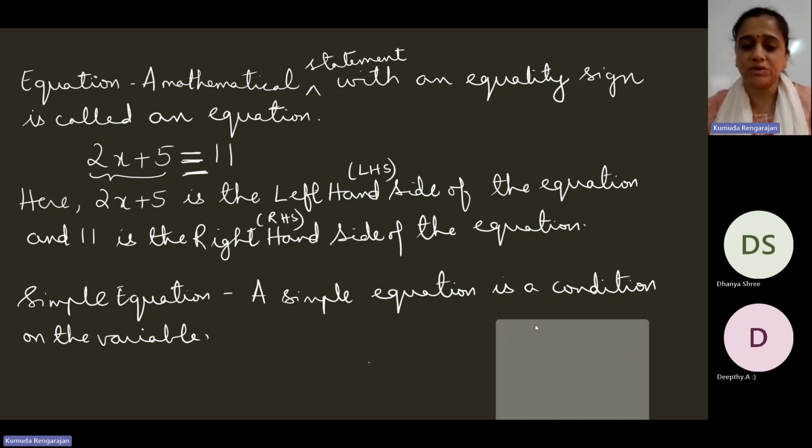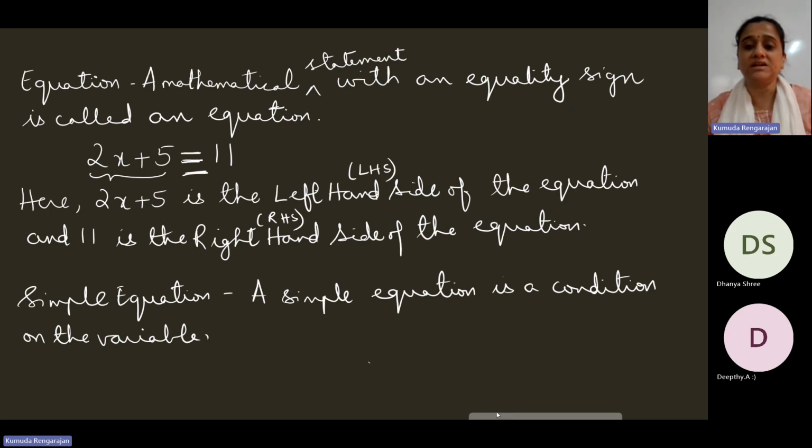Now, what is a simple equation? A simple equation is a condition on the variable. Here in this example, 2 times x plus 5, that is, 5 added to 2 times x should be 11. So it's a condition on the variable. A simple equation is a condition on the variable.